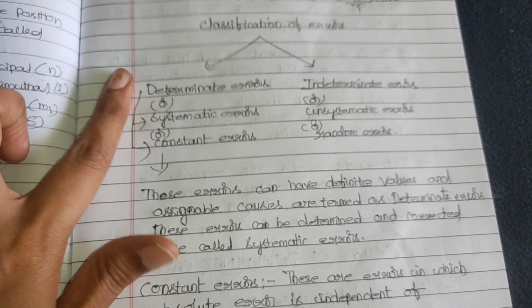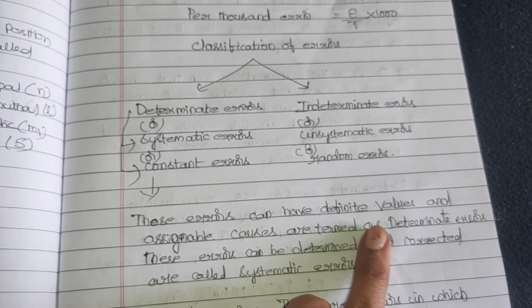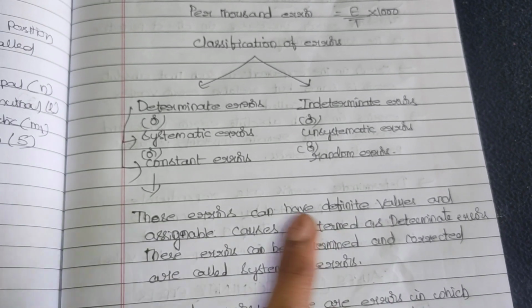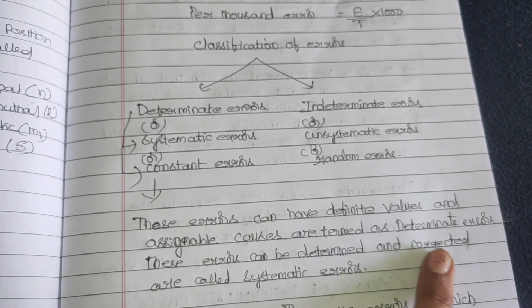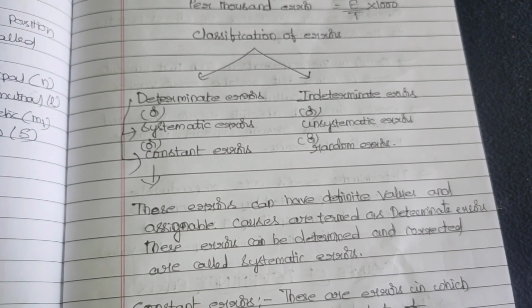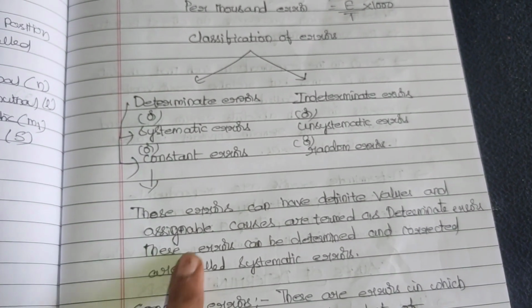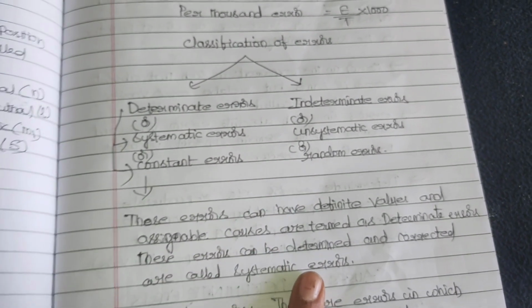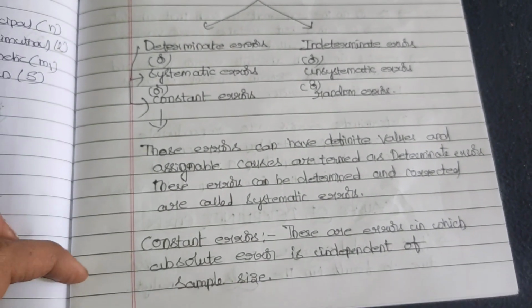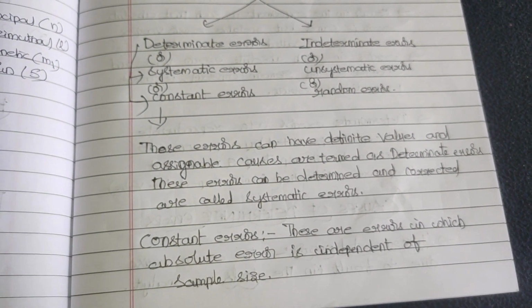First we will discuss determinate errors. These errors have definite values and assignable causes, so they are termed determinate errors. We know the causes of why they occur, so we can determine the errors and we can correct them. They are also called systematic errors. Again, these determinate errors are of two types: constant errors and proportionate errors.